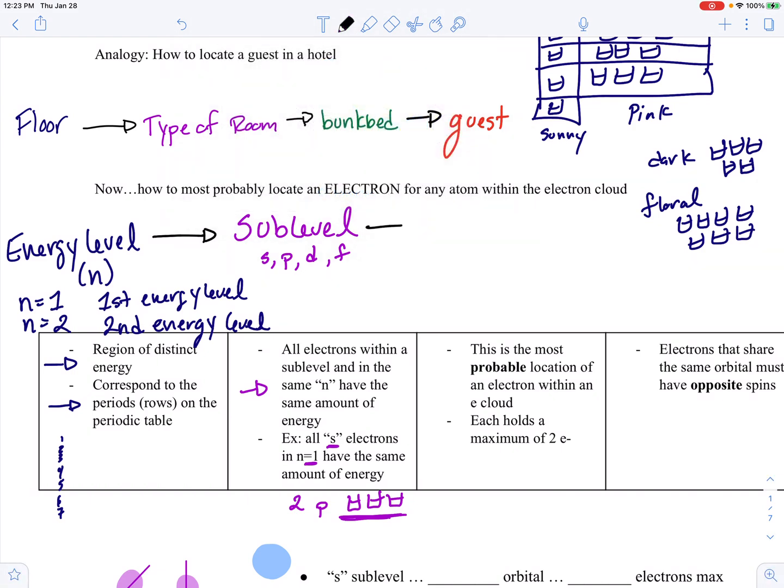So different rooms have different numbers of bunk beds. But our bunk beds are synonymous with the idea of orbitals. Now, orbitals, this is our most probable location for an electron. That we can narrow it down to, it is probably in this particular orbital. Now, that's like saying that your guess is probably in that bunk bed, on that floor, in that type of room. Now, all orbitals, like the bunk beds, can hold a max of 2 electrons in it.